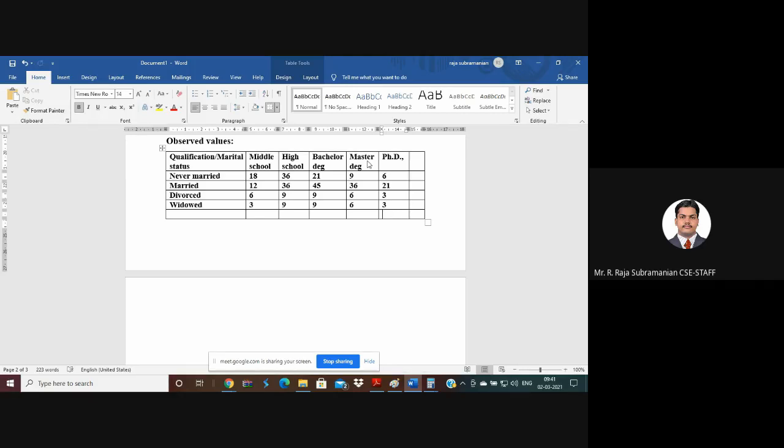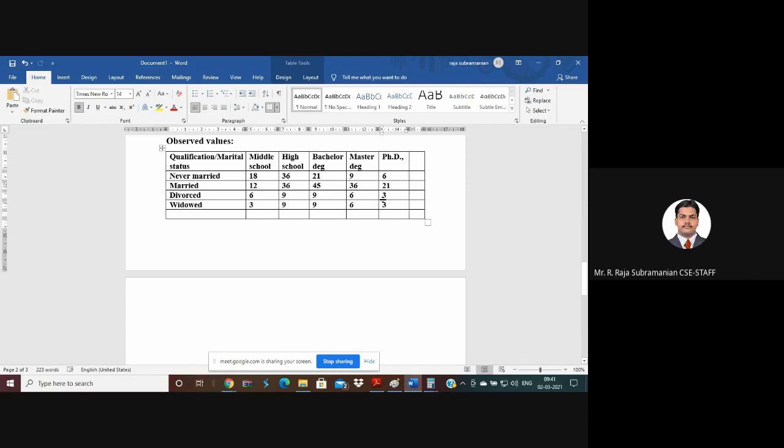Now for this question, we need to see how the values are going to be. The hypothesis to be tested is, now the marital status is given and the qualification is given. The problem says that of the people who never married, 18 have completed only up to middle school, 36 have completed up to high school, and only 6 who never married have completed PhD. So this is the case given here. Like this, many values are given.